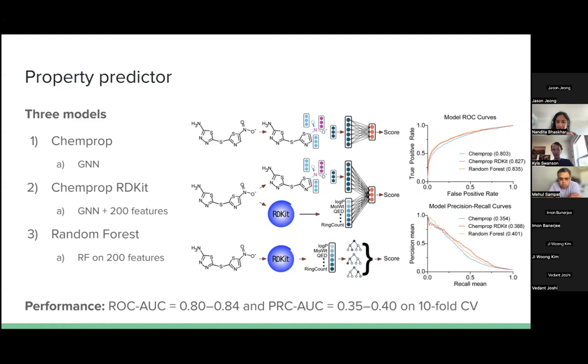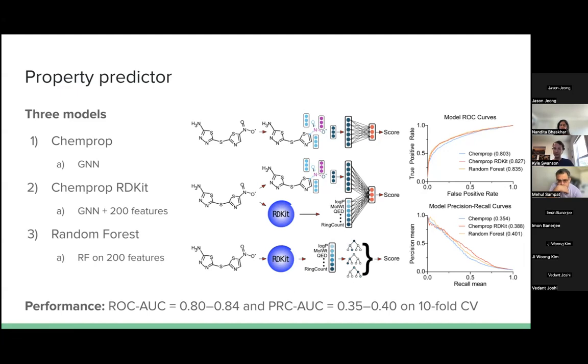In addition to that, we were curious to see if a non-neural method would also be competitive. So we tried a random forest model where the input to the random forest model was just those 200 features from RDKit, fed through the random forest. And interestingly, all the models were pretty similar in terms of accuracy. If you look at the ROC curve or the precision recall curve, all 3 are essentially pretty close.